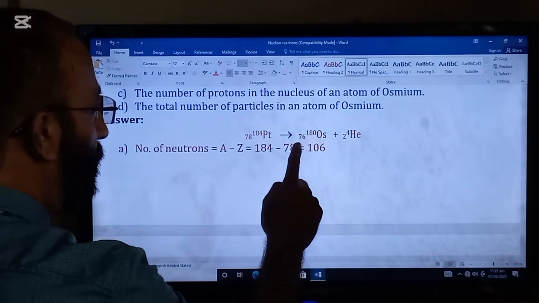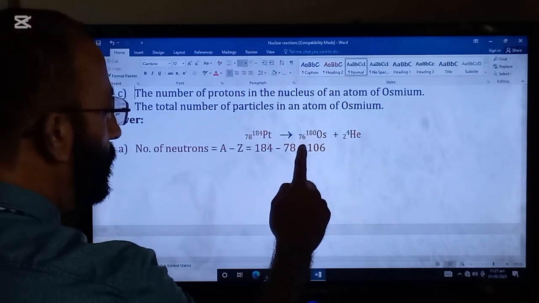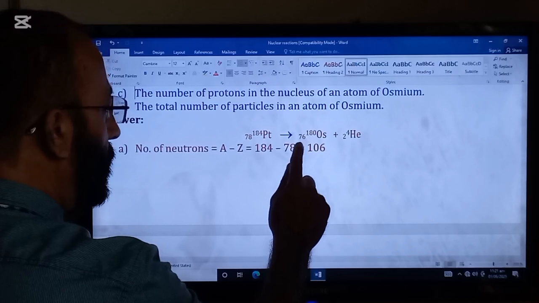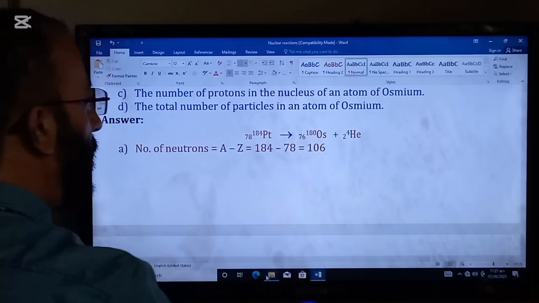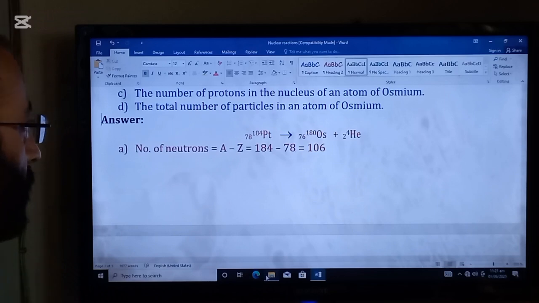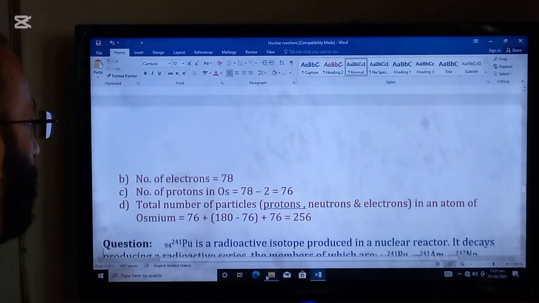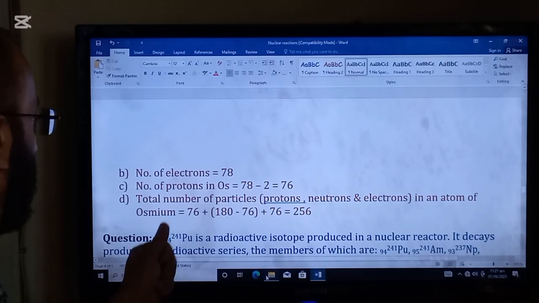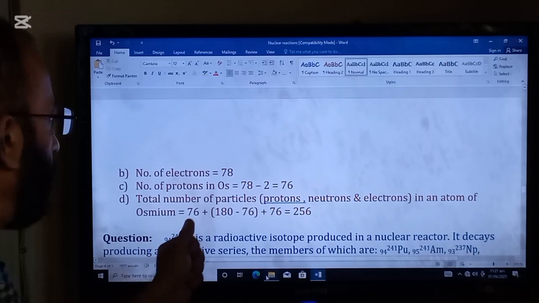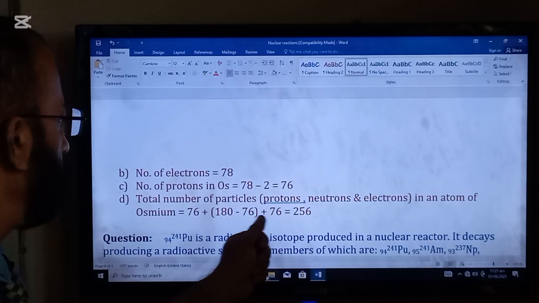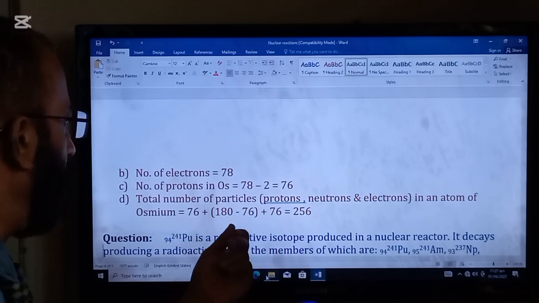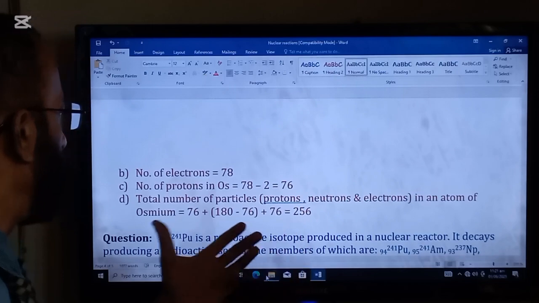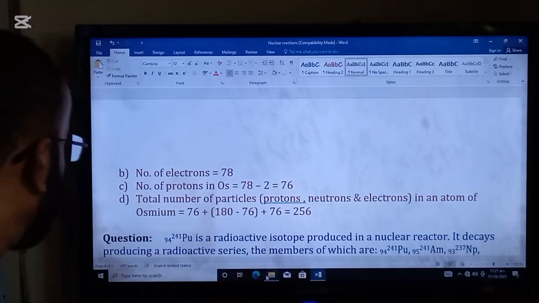So in osmium there will be 76 protons, 76 electrons, and neutrons will be equal to 180 minus 76. So sum all these three particles, that will be equal to the number of the total particles. So look now, 76 protons, 76 electrons, and 180 minus 76 neutrons. So add them, that will make 256 total number of the particles.